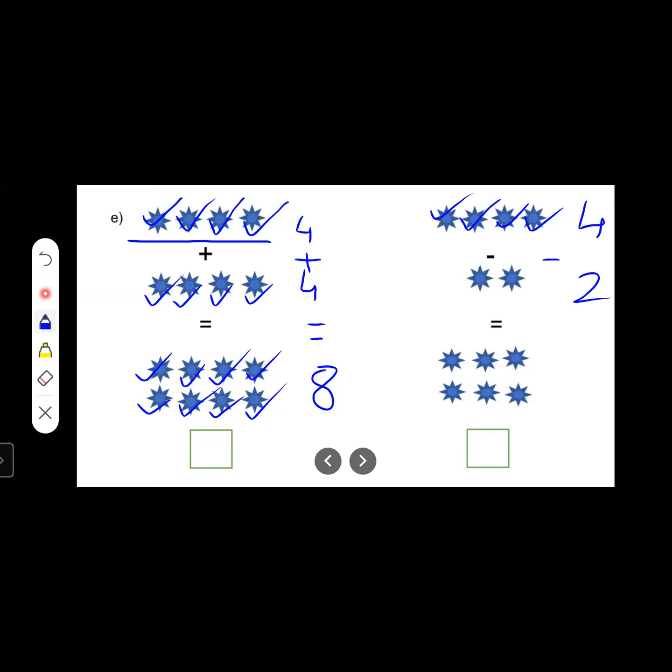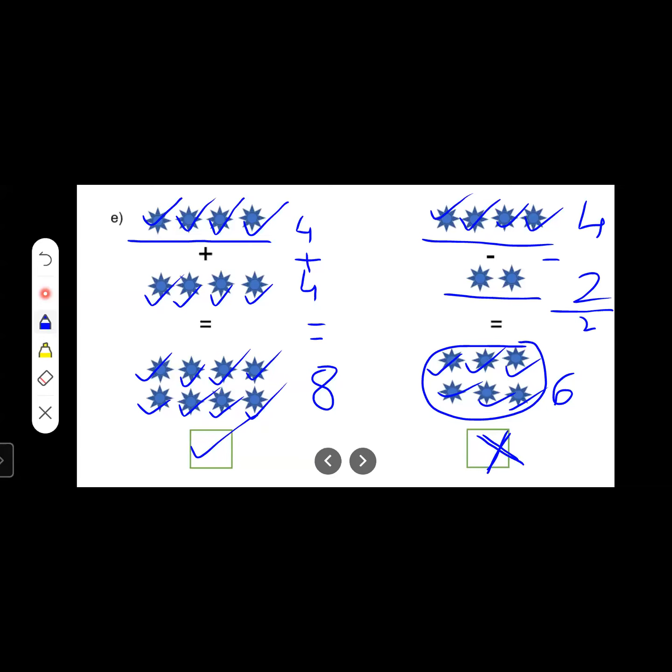But let us count and see here how many stars you can see over here. Let us count. Remember, this answer should be 2. Okay, 4 minus 2 is equals to 2. But here how many stars are given? 1, 2, 3, 4, 5, 6 stars are given. So this is wrong, right? Because 4 minus 2 is equals to 2. But here 6 stars are given. So this is wrong. And this is correct.